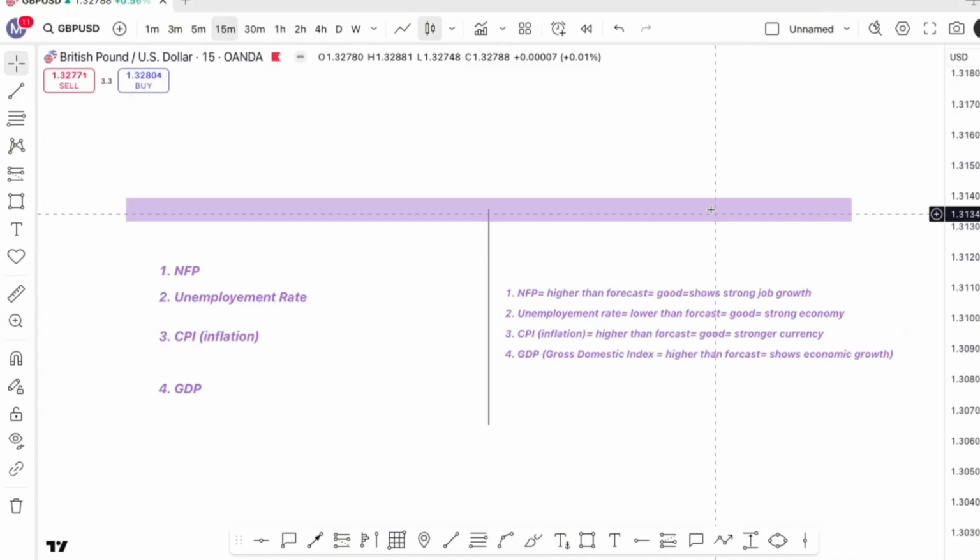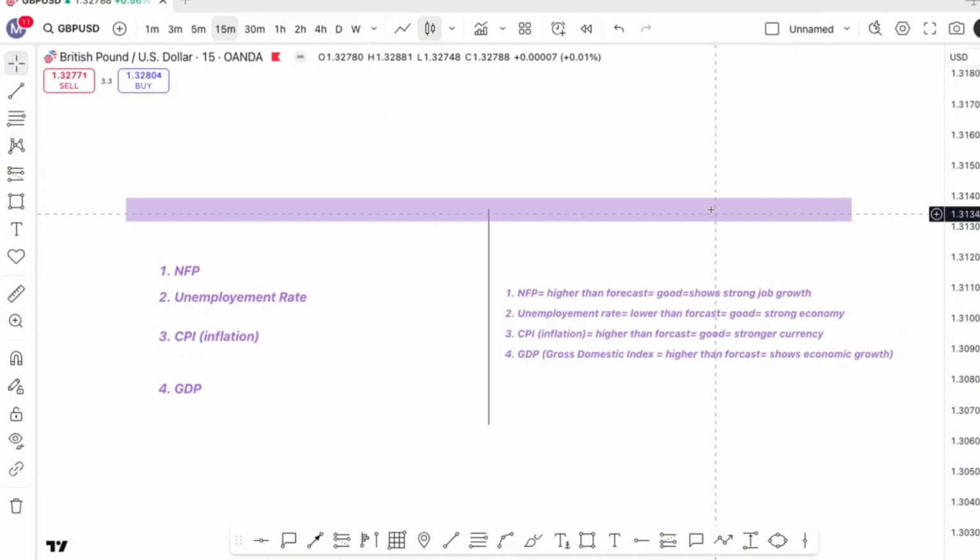The four important ones that you need to be paying attention to are NFP, non-farm payroll, okay, unemployment rate, CPI, and GDP, okay? Remember, the non-farm payroll is going to happen the first Friday of every month at around 8:30 a.m. Eastern Standard Time, okay? It basically shows statistics and releases numbers for new job creations in the United States.